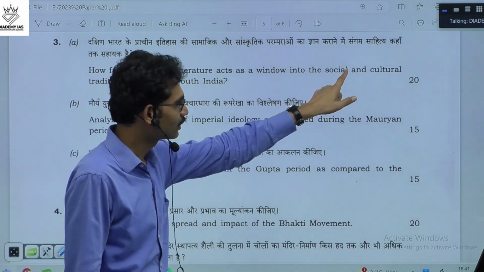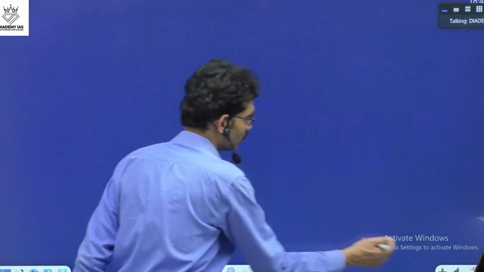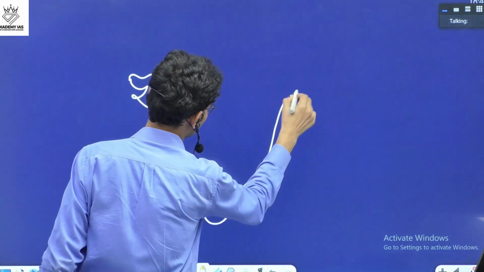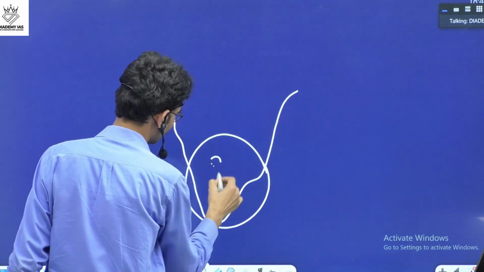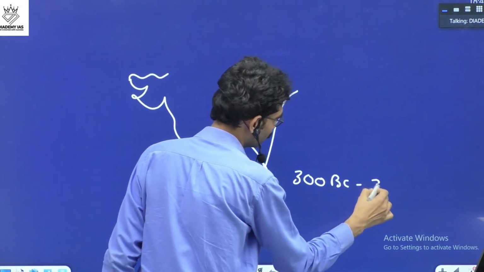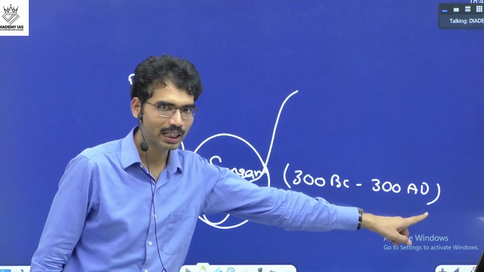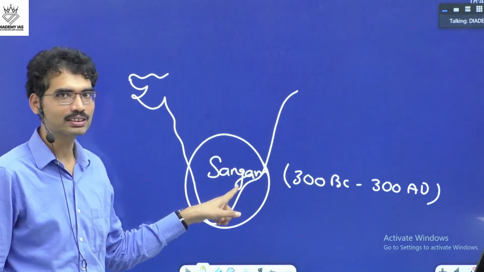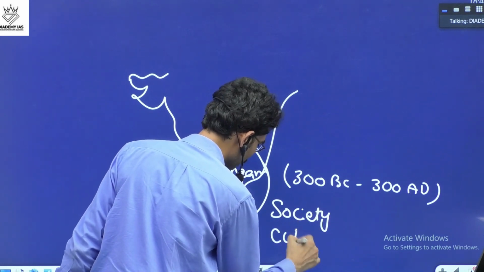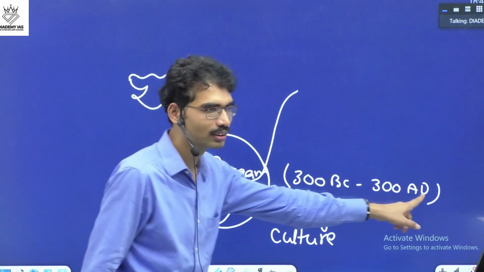Simply it is asking about Sangam age society, Sangam age cultural traditions. So in this part, Sangam, 300 BC to 300 AD. So it is asking about during this time period, in this geographical location, what is society and what is culture. And how do we know about this geographical location in this period?